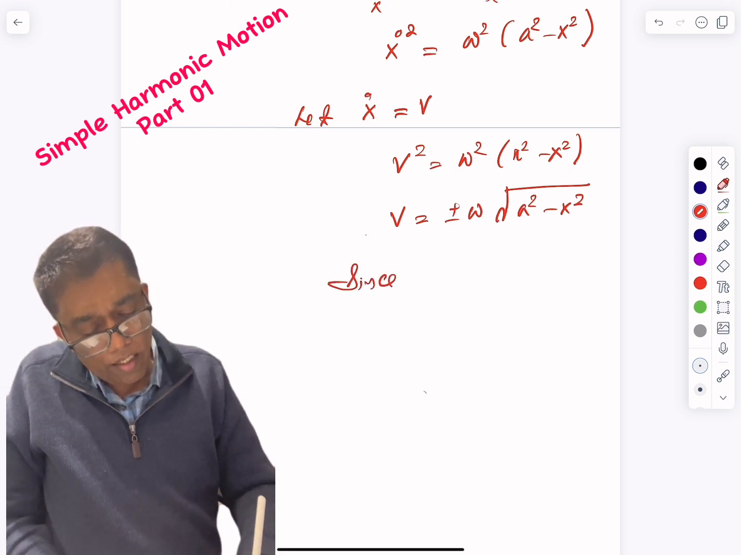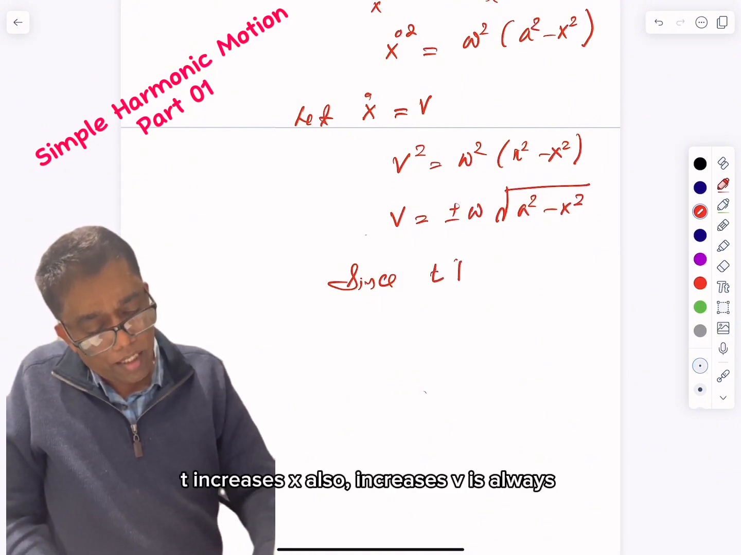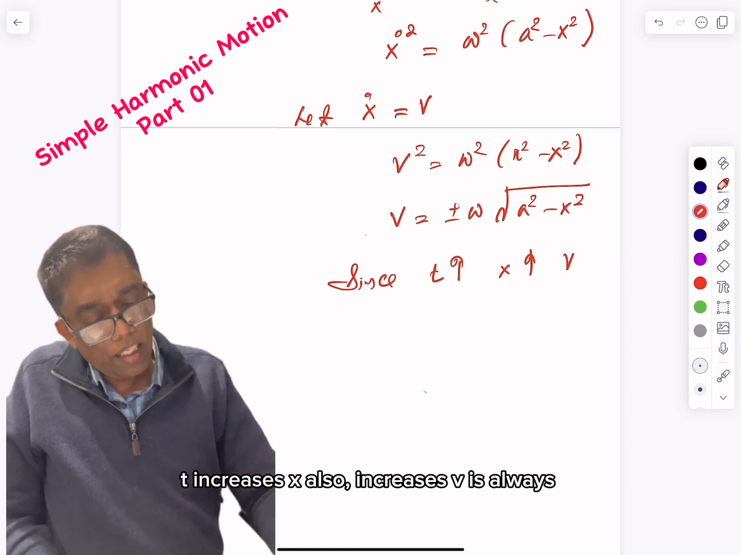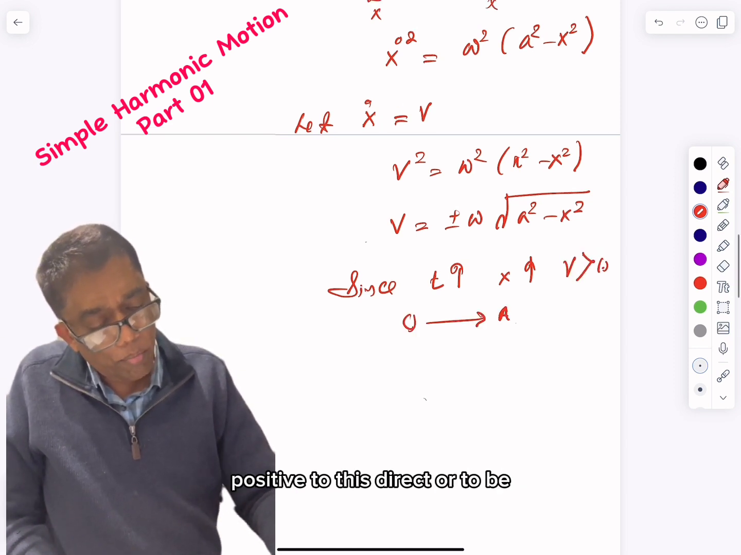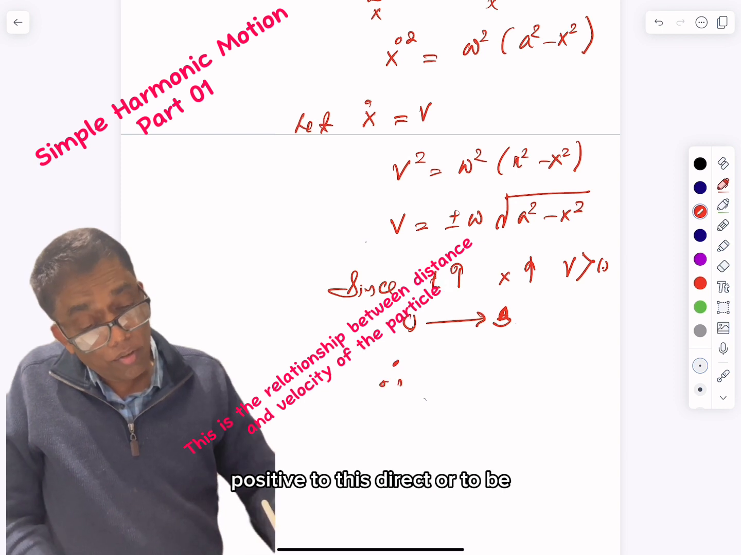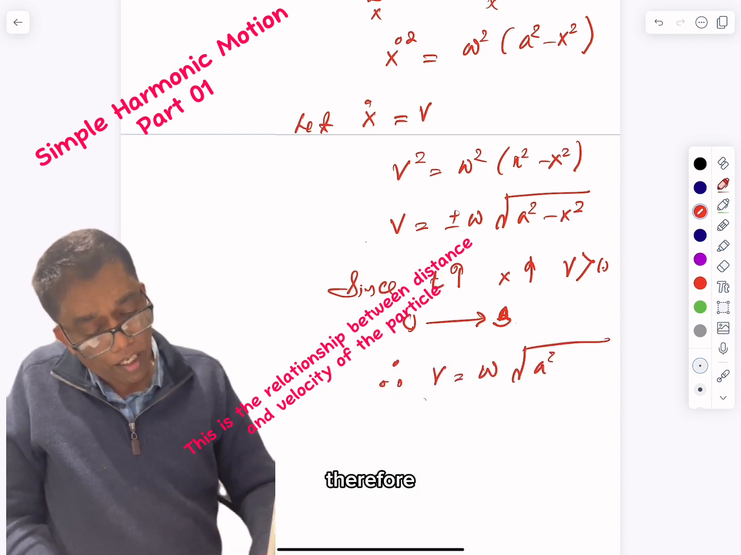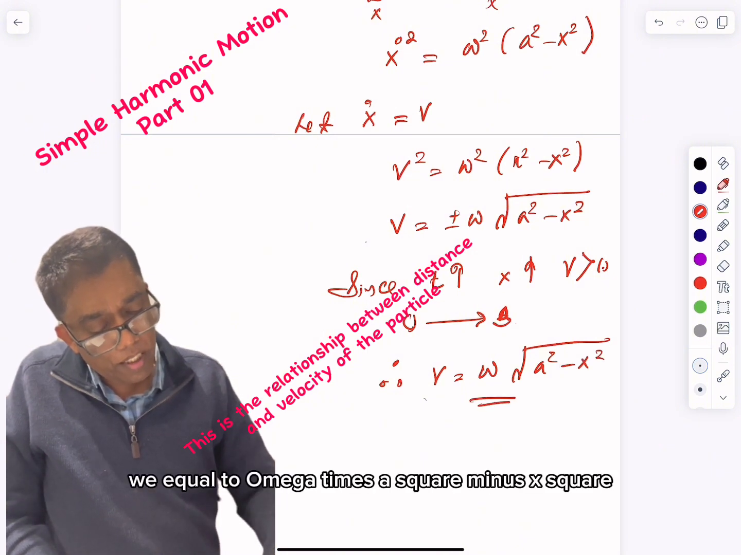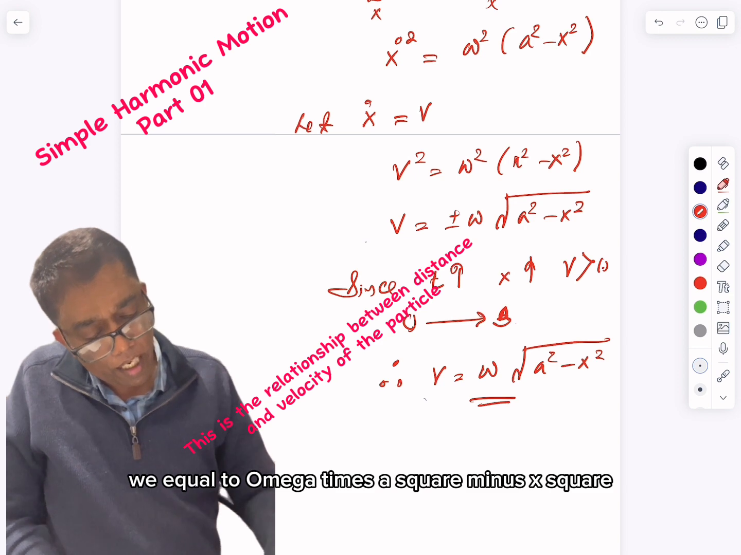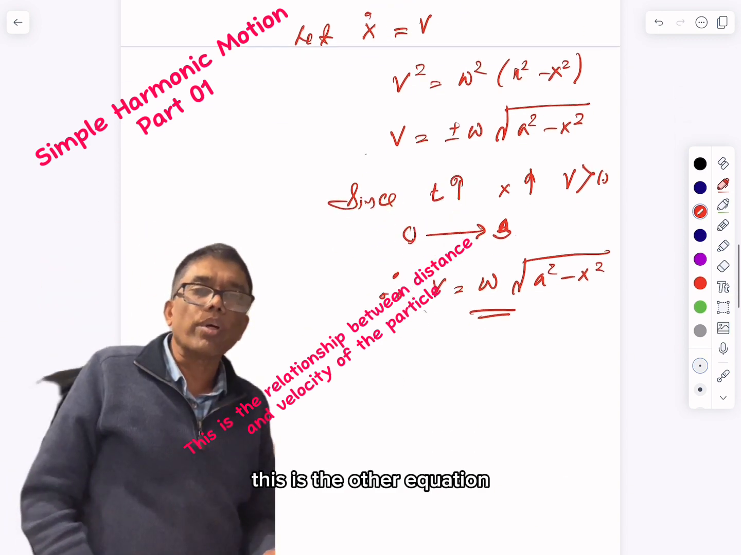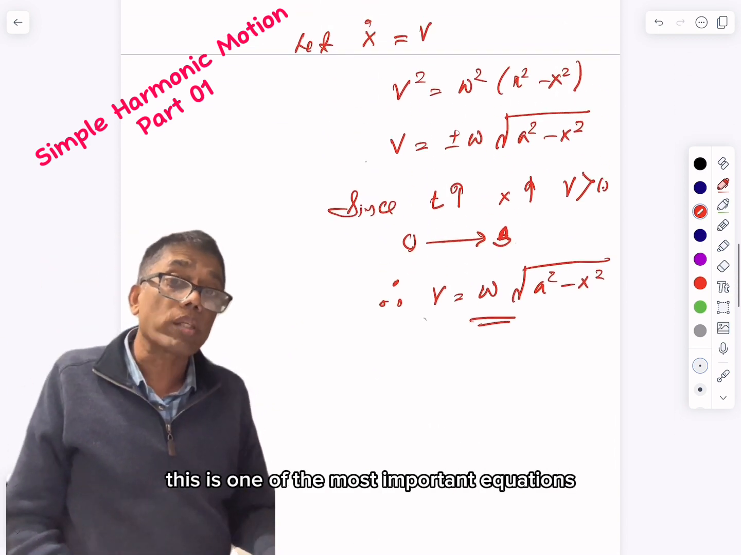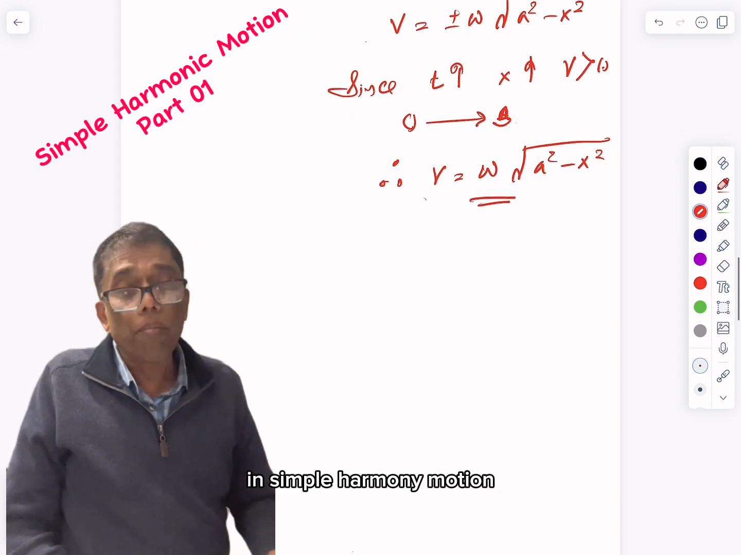Since as t increases, x also increases, v is always positive in this direction, towards B. Therefore, v is equal to omega times the square root of A square minus x square. This is the other equation. This is one of the most important equations in simple harmonic motion.